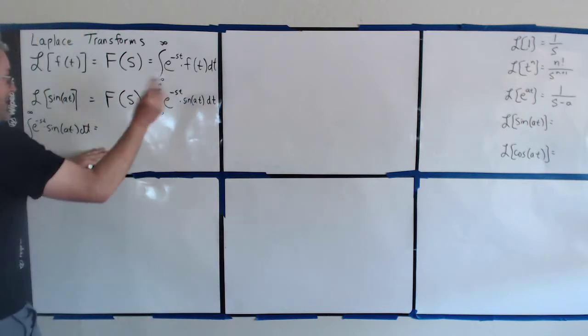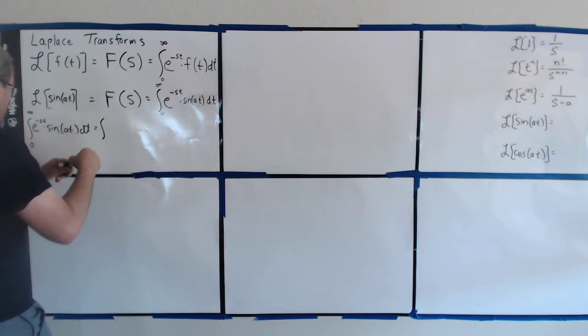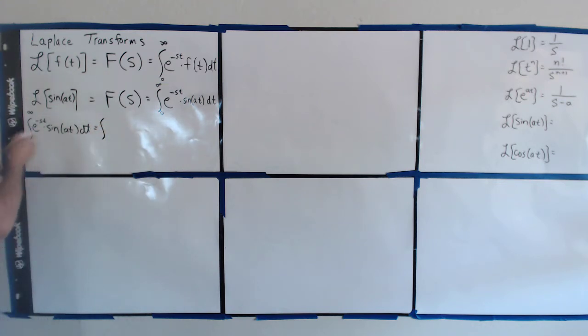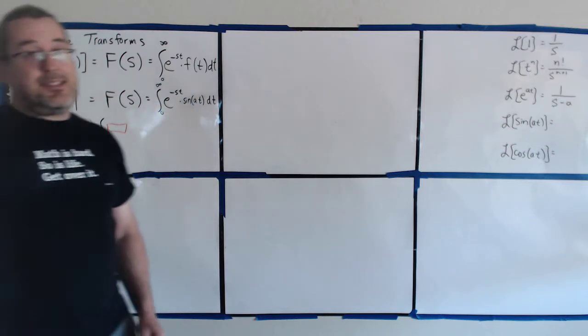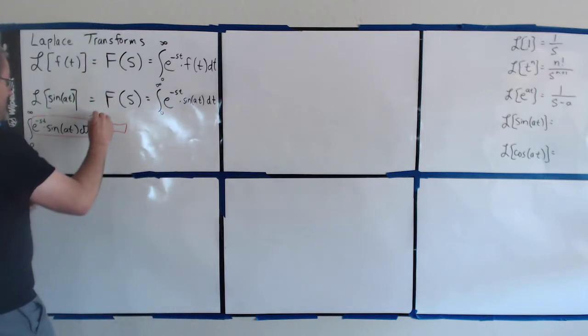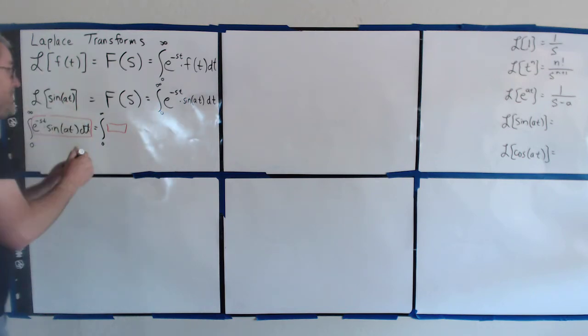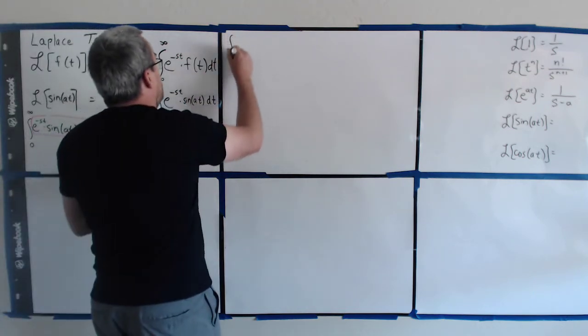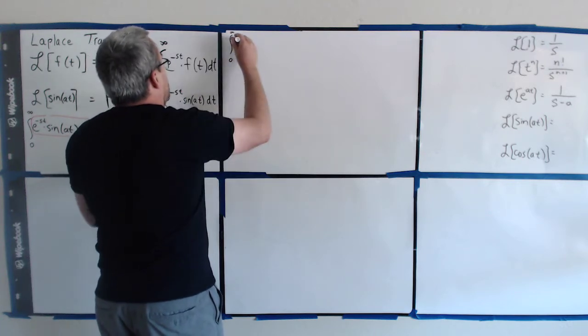So to make my writing on my wall here a little bit better for us, I hope, I'm just going to replace the integrand here with a red box, because I'm going to have to write it a zillion times here, and so I don't want to do that. So just keep in mind that as we go forward, the integral of e to the minus st sine of at is going to be in a red box. So we're going to integrate from 0 to infinity the red box.